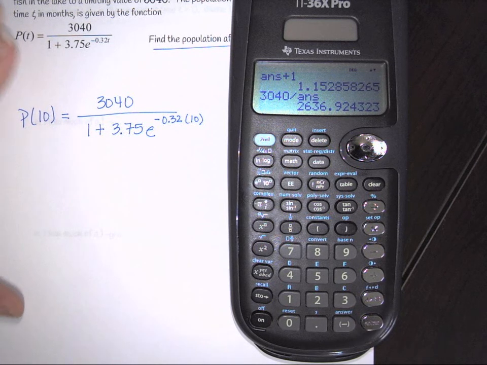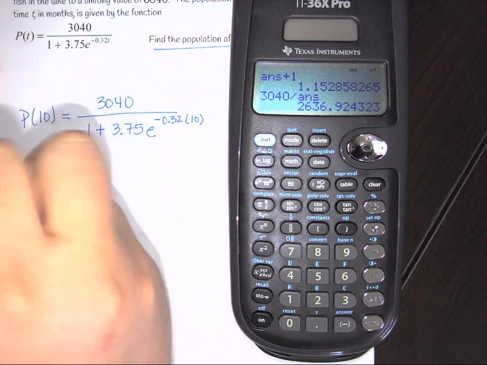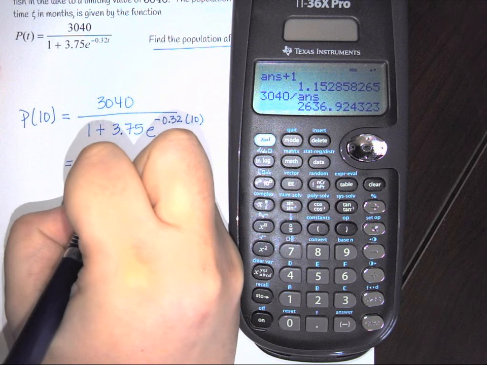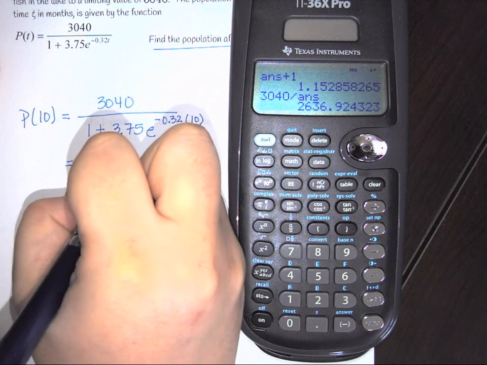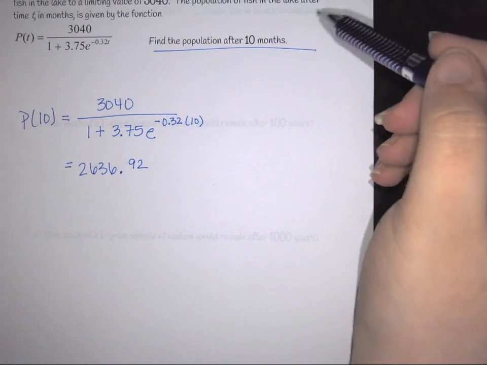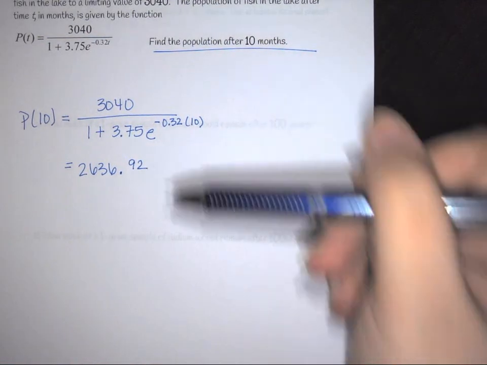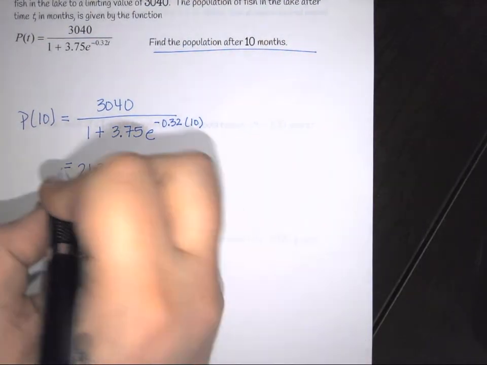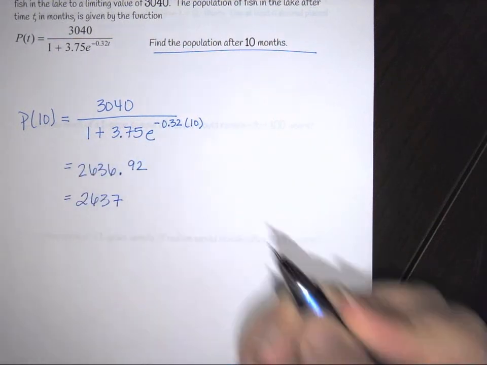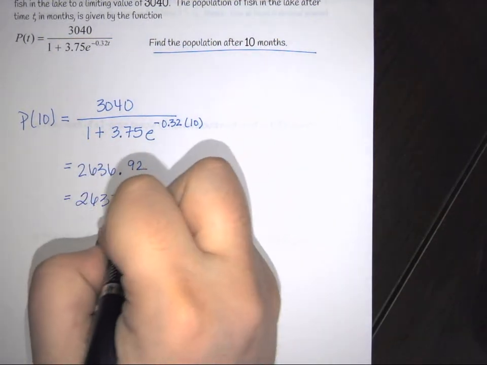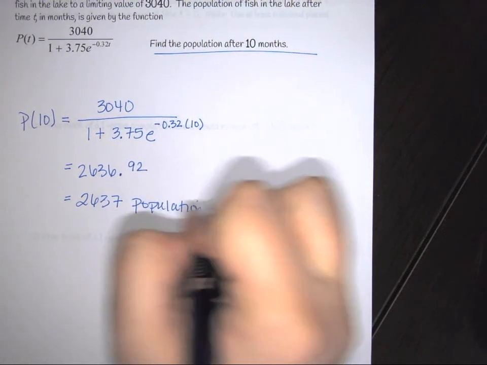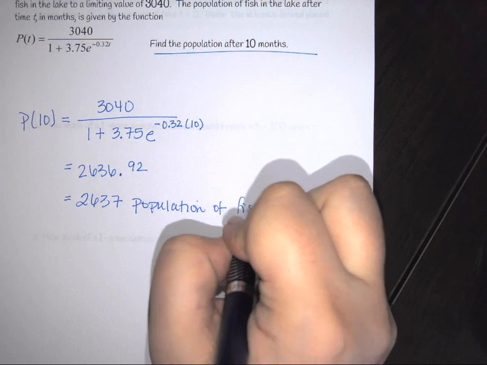Okay? And so here we come out with 2636.92. And since it doesn't tell you how to round, you can leave it as the 0.92, or if you wanted to round up, you could round it to 2637. But this is going to be the population of fish.